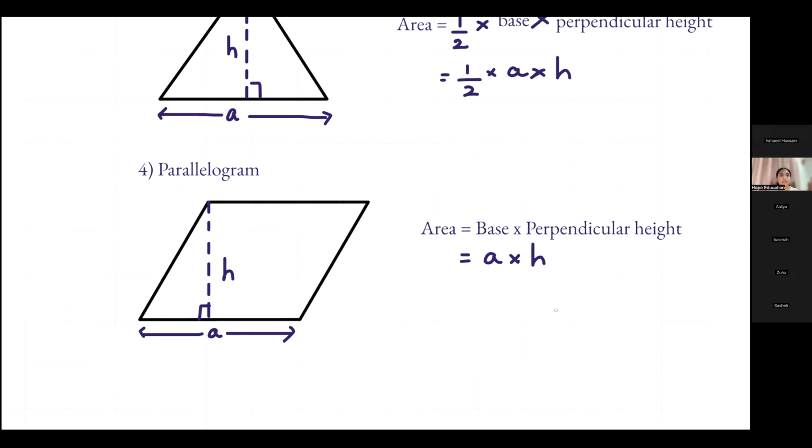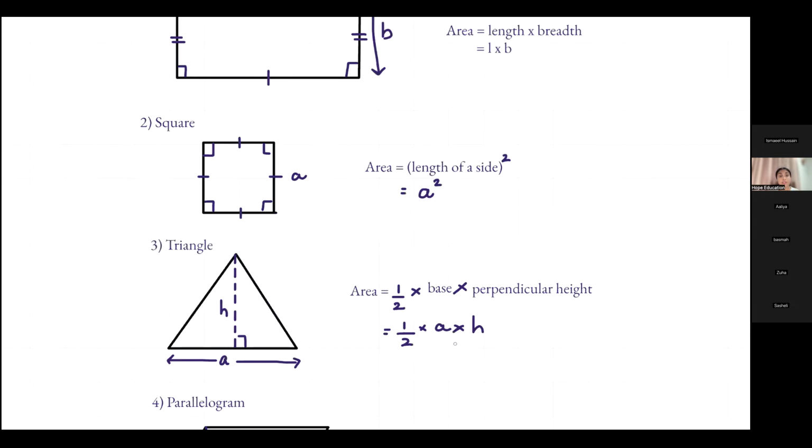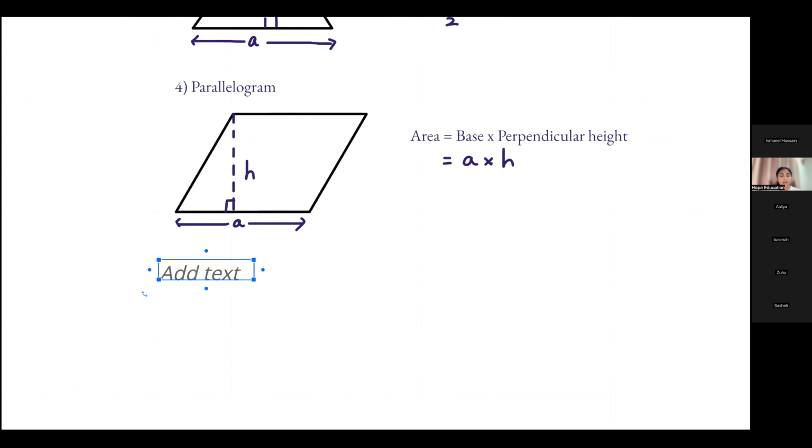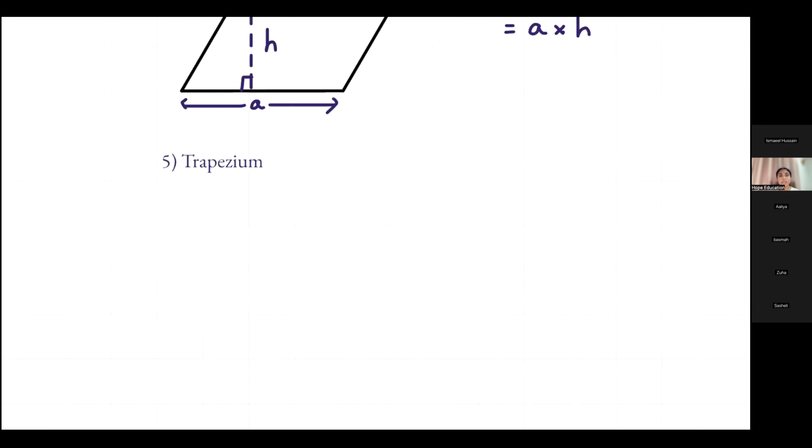Then we have rectangle, square, triangle, parallelogram, then trapezium. So let's say we have a trapezium. What exactly is a trapezium? A trapezium is a quadrilateral where two sides are parallel. Just two sides being parallel is enough. If you take this particular trapezium, this pair of opposite sides are parallel. If that is parallel, this is a trapezium.